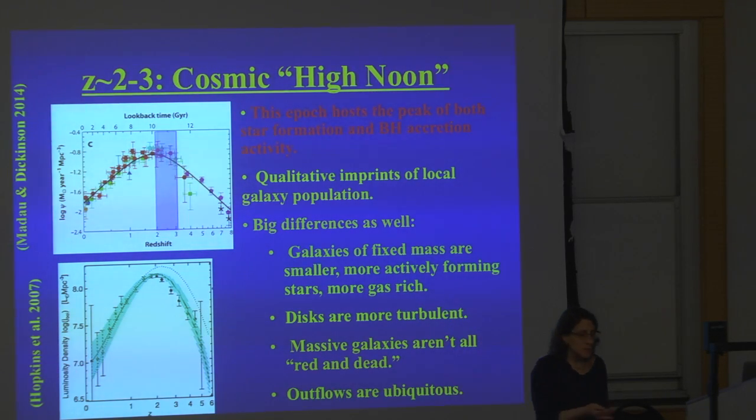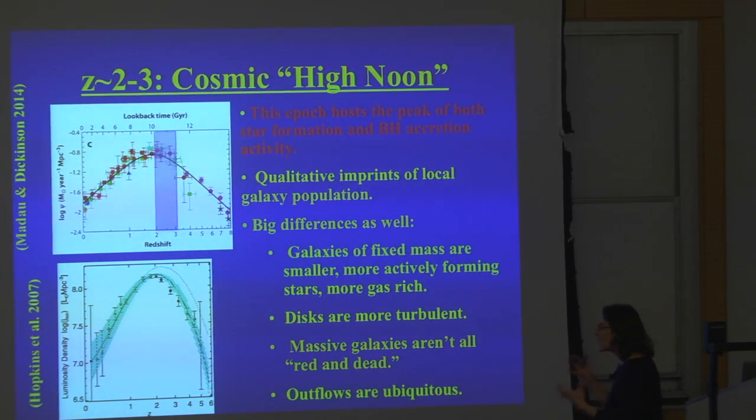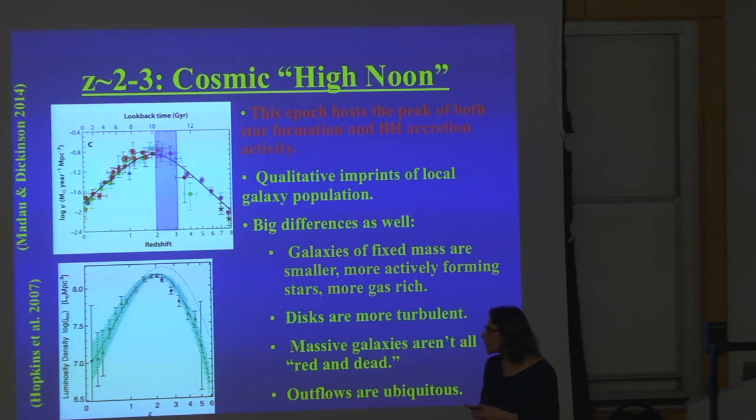We also find differences in terms of the level of star formation activity on a galaxy-by-galaxy basis. In the local universe today, the most massive galaxies are predominantly red. We call them red and dead. Okay, they're not making new stars. But if you go back to these early times, even the massive galaxies are still actively forming their stellar populations.